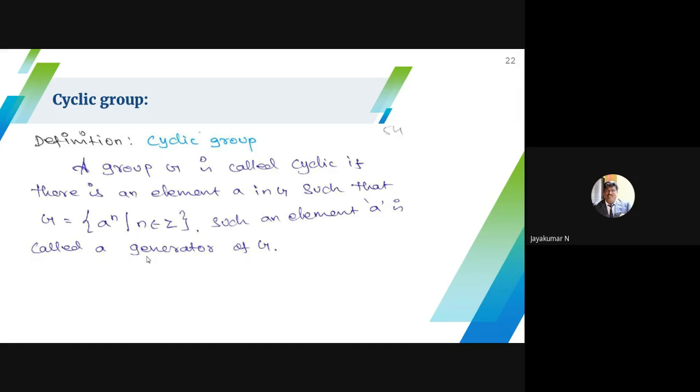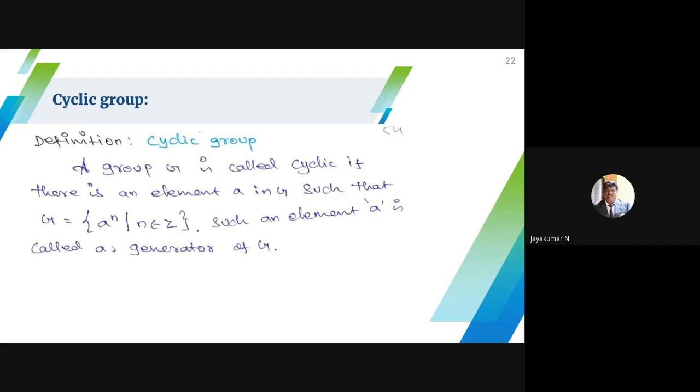Generator means, see here, a power n. For multiplication, I can apply a power 1, a power 2, a power 3, a power 4. With respect to addition, a square means a plus a, a cube means a plus a plus a. So the set of all positive integers is generated by plus 1, and the set of all negative integers is generated by minus 1. G has an identity element.